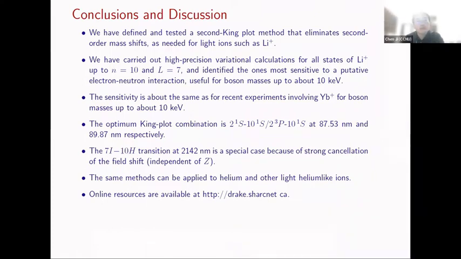Chenji? Hi. Hi, Gordon. Yeah, very nice talk. Hi, Jen. Hi. So I have one question. Can the nuclear wave function or nuclear excited states enter or contribute to the King plot?